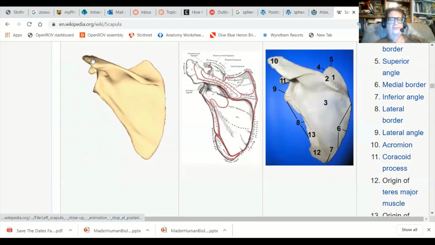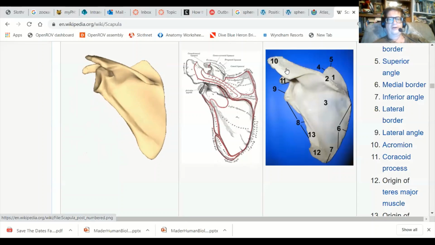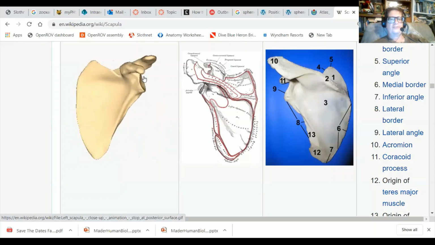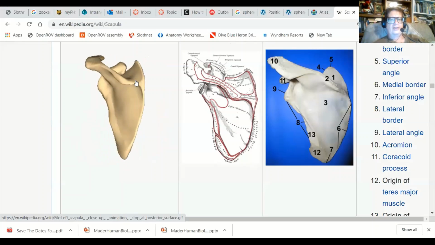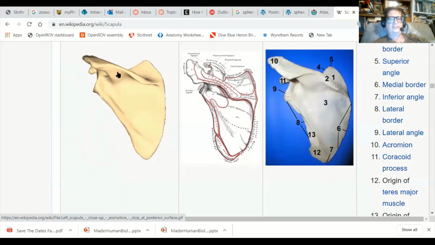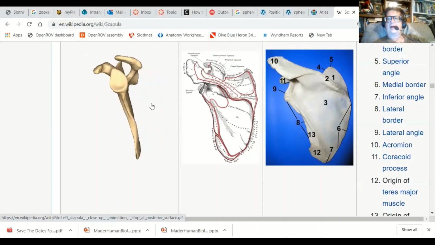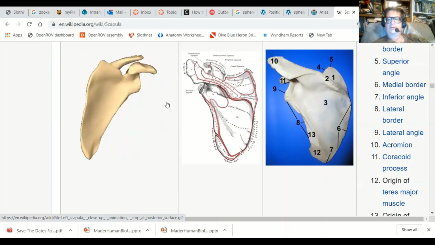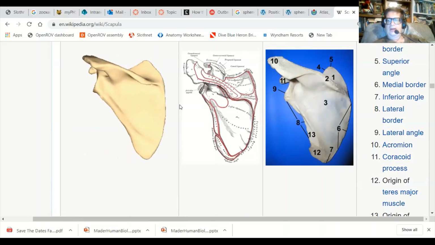Now, there's also this huge one here, the acromion process. That's labeled 10 over here. That's actually the end of the spine of the scapula. So the scapula is a flat bone. It has this raised ridge across it, and that's called a spine. And the tip of it is the acromion process. All right. If you look, the area above the spine is going to be the supraspinous, and the area below is going to be the infraspinous.